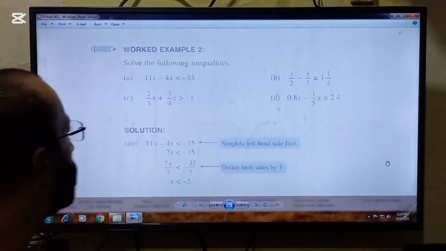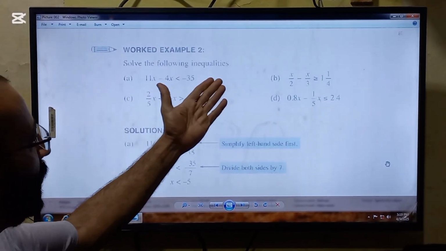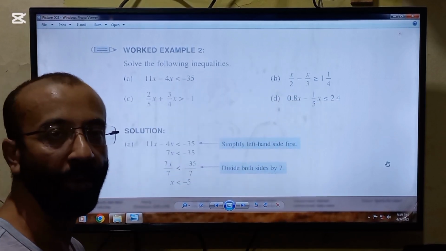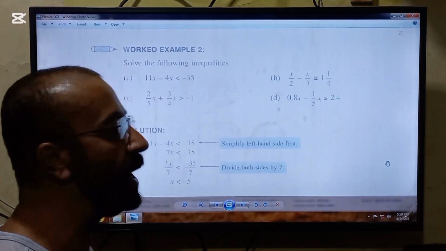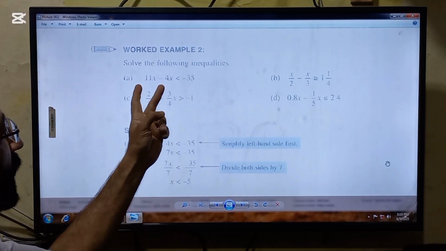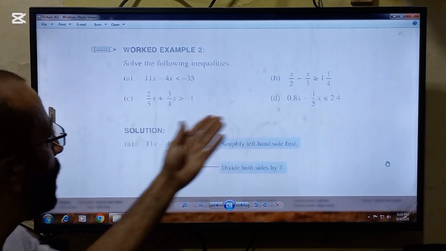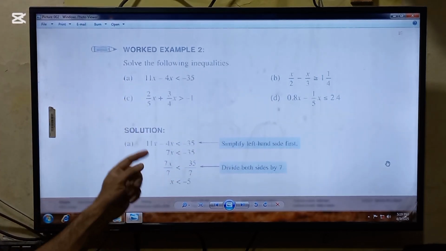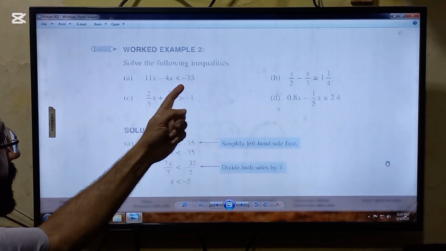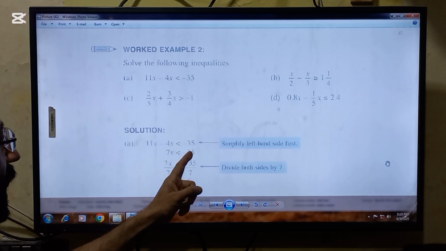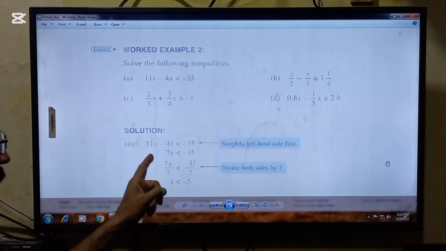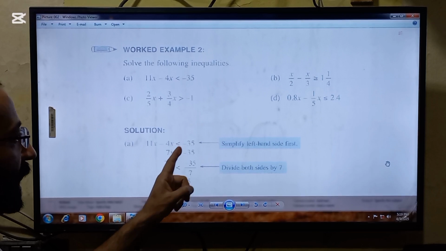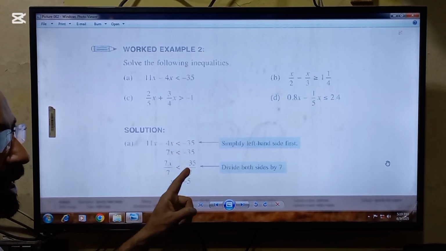Here is another question. The statement is solve the following inequalities. Here are some questions which are having more than one x. So there are 2 x values in A part, B part, C part, D part. We are going to do A part now. 11x minus 4x lesser than minus 35 is the question. 11x minus 4x will be equal to 7x. This sign and minus 35 will remain as it is.